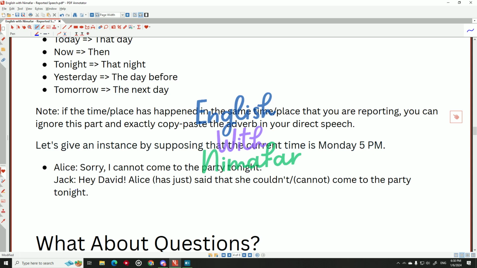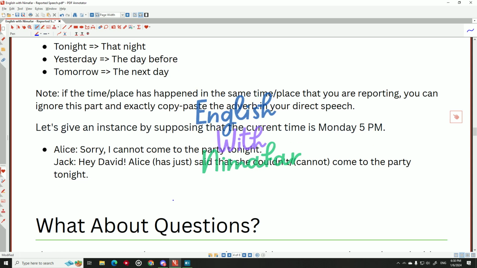And actually adverbs too, because she said, I cannot come to the party tonight. I'm still talking about Monday. We are still on Monday, so tonight. You will only change it when you are in another situation. Another time, place, anything.